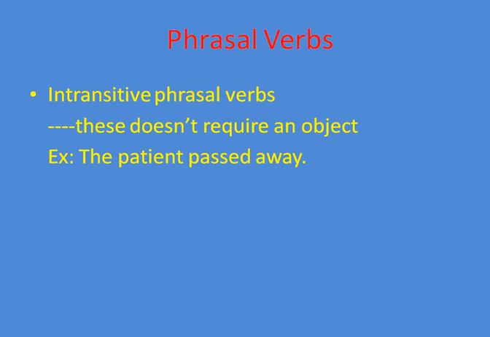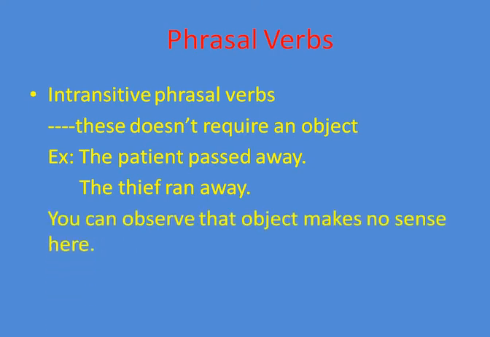You can understand this particular intransitive phrasal verb with the following example. The patient passed away. So in this sentence we can see the subject and the verb part, but it doesn't require any object, because who has passed away? The patient itself has passed away. So it doesn't require any object here. So the patient passed away. See one more example. The thief ran away. Now you can observe that an object makes no sense here. And such kinds of phrasal verbs are called intransitive phrasal verbs.